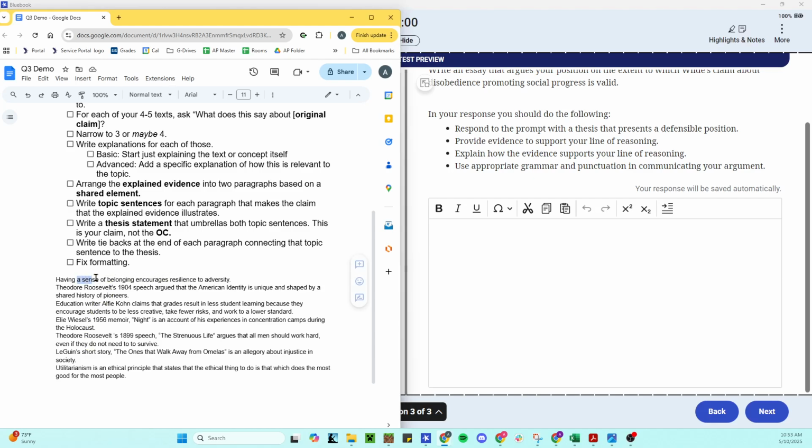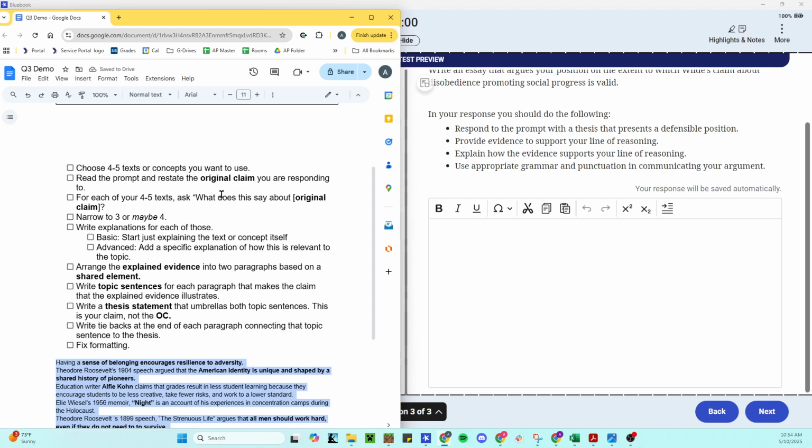We have having a sense of belonging encourages resilience to adversity. Okay, we have the American identity is shaped by pioneers. Grades result in, no, okay, that really was like that. Okay, grades result in, which is Alfie Kohn. And we have Night. And we also have Teddy again about hard work. We have The Ones Who Walk Away from Omelas. And we have utilitarianism. Okay, so plenty of stuff there. All right, so I'm going to start with that.